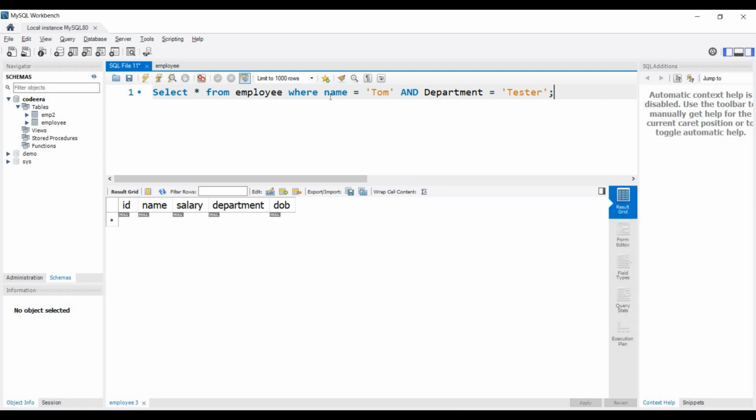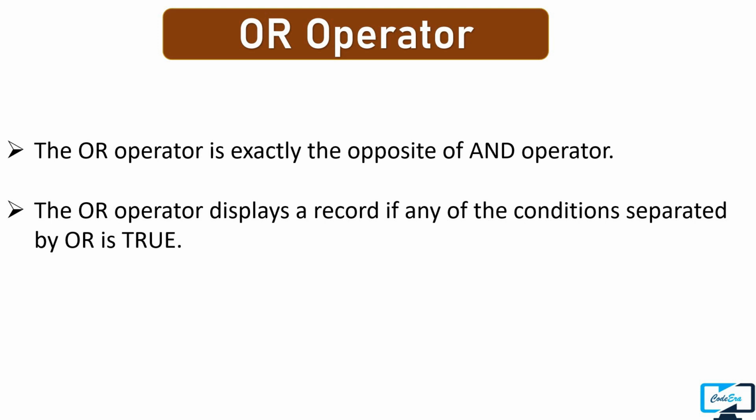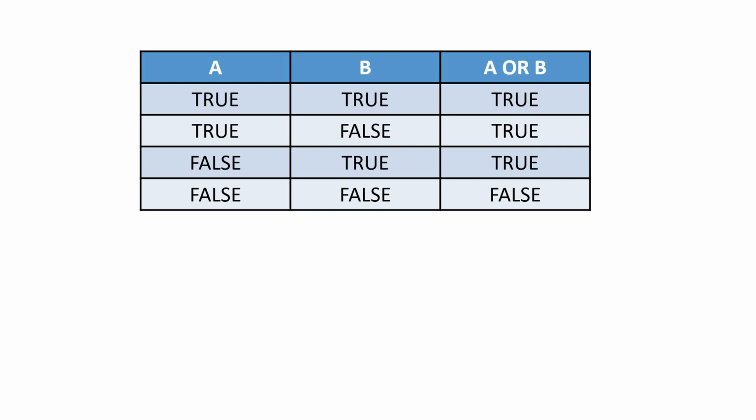But guys, what if I want the records which satisfy any one of the specified conditions? For this we have to use the OR operator, which is exactly the opposite of the AND operator. The OR operator will fetch the data if any of the specified conditions which are separated by the OR operator is true. Again, it is like the logical OR operator of any programming language. So if any of the given conditions is true, then the result will be true.